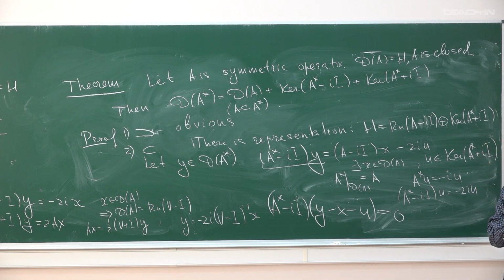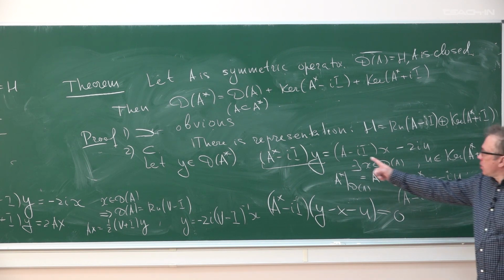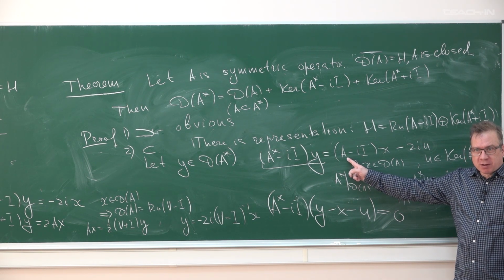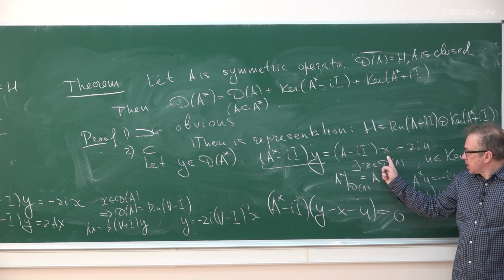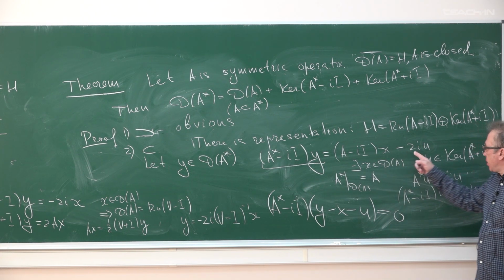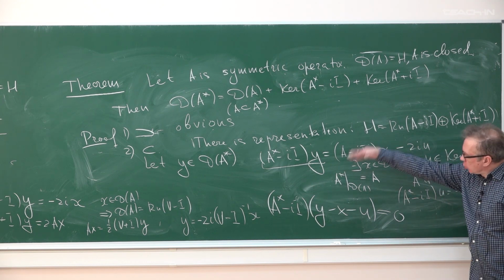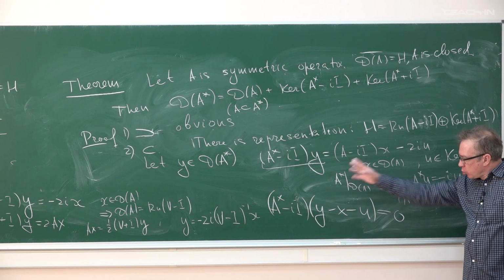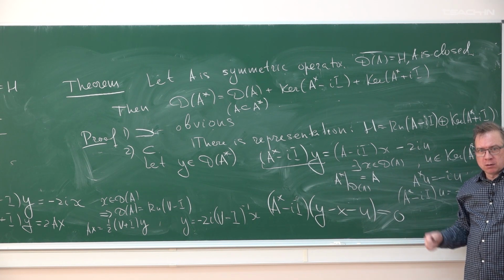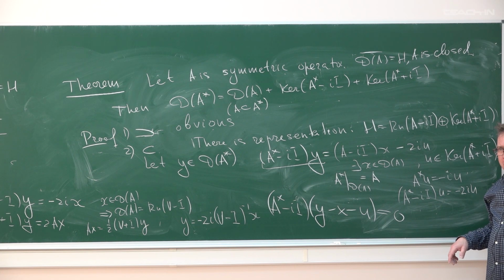Is it clear? Here you can change A to A star, because x is from the domain. And here we calculate that minus 2iu equals this. So you can change it to this, and then take everything to the left side. Is it clear?